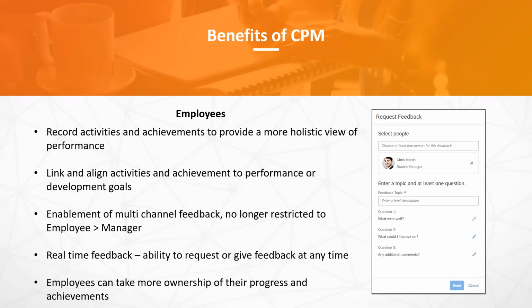So what we have with the newer version of continuous performance management is the enablement of multi-channel feedback. In the original version, it was very much restricted to a one-to-one relationship between the employee and their manager. With the newer release, what we have is the ability to open channels across the organization, and I'll show you what that looks like in the demonstration once we reach that part of the webinar.